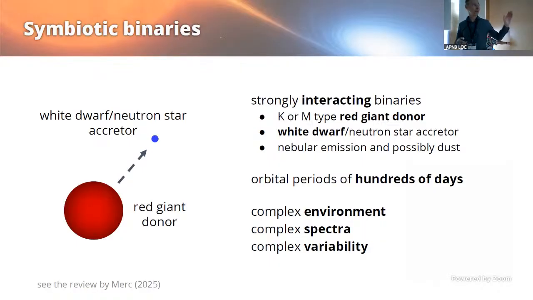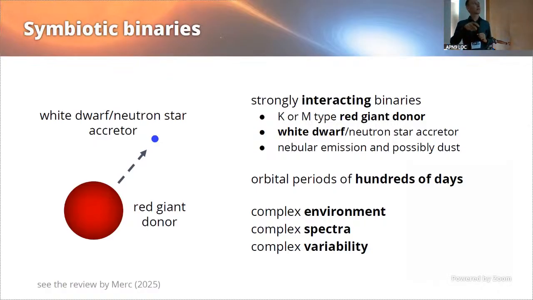So this is the most important slide for you to take home about the symbiotic stars. These are interacting binaries of a red giant donor and a white dwarf or neutron star accretor. Typically, the red giant is an M-type. There are some we call yellow symbiotic stars with K giants. And then you have a lot going on because of the interaction.